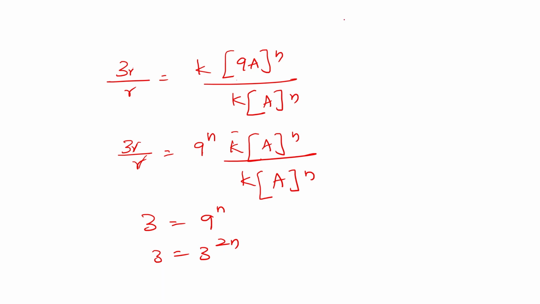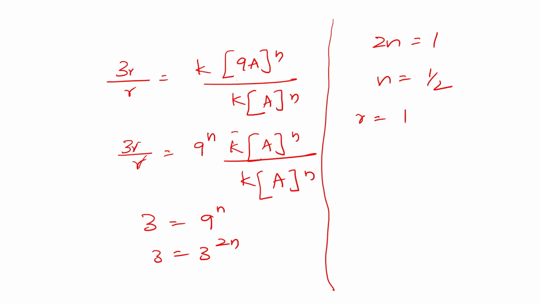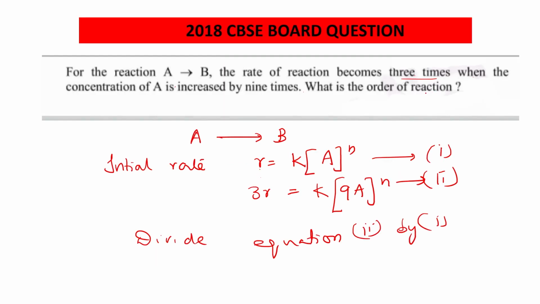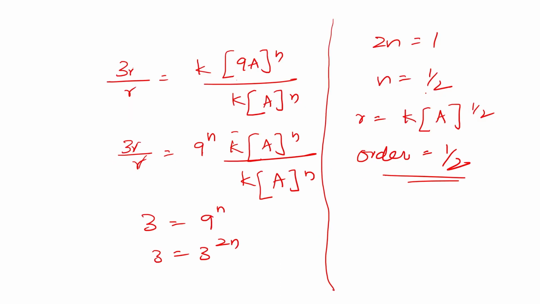Yes. So let us draw one line, students. So now the equation is ready. So this becomes 2n is equal to 1. n is equal to half. Okay. Now the rate of the reaction is k[A]^(1/2), and order of the reaction is, so half is the order of the reaction. That is what they have asked. So the order of the reaction is half, students.